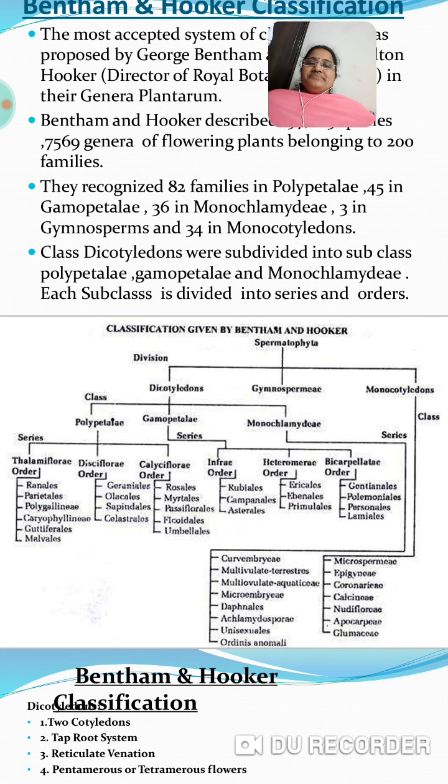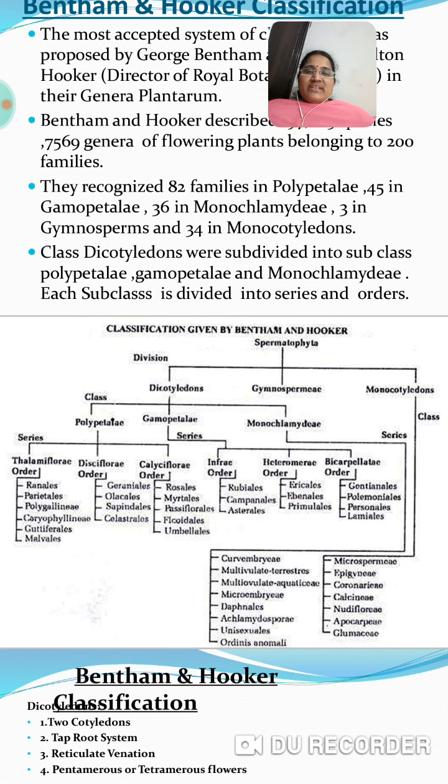If we see the classification, the class Dicotyledons was divided into 3 subclasses, namely Polypetalae, Gamopetalae, and Monochlamydeae. And again, if we observe the classification, first of all, the kingdom, the phylum, the division is there.